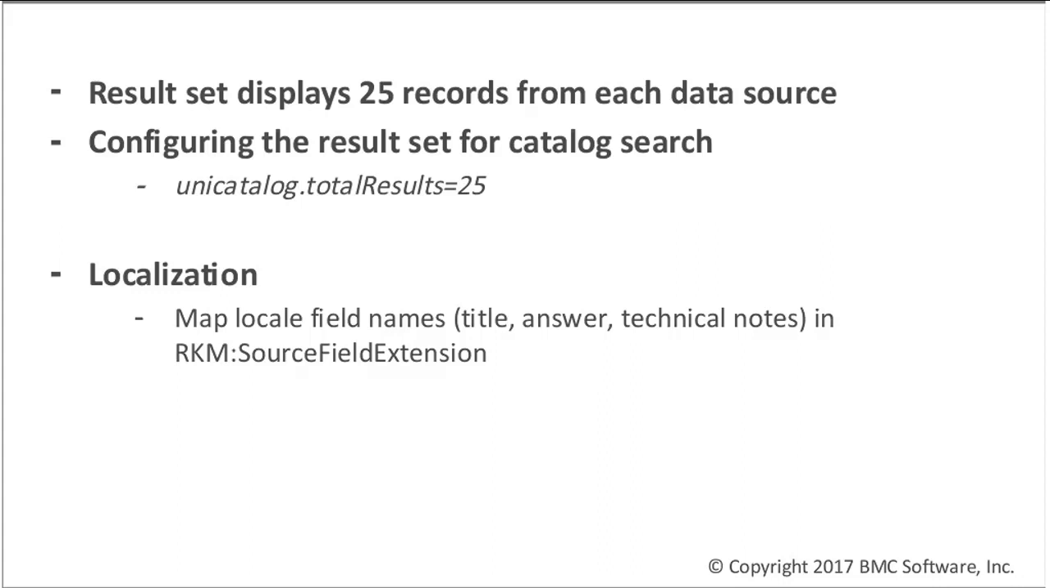Now, for whatever reason, let's say you think the top 25 results are not enough, and there is more useful information if we can show the top 50 records, or top 30 or 40, whatever that number is. You can configure it using this property, which is called unicatalog total results. By default, it is set to 25. You can configure it to any number you want.